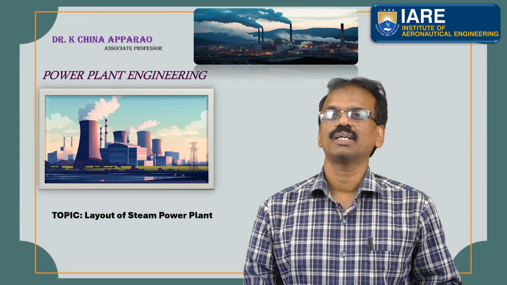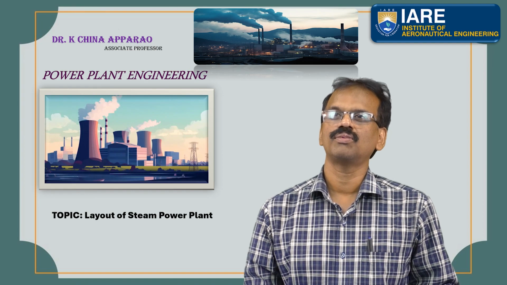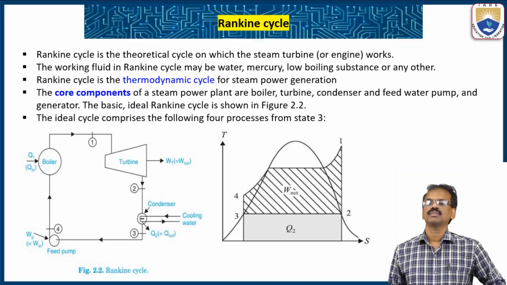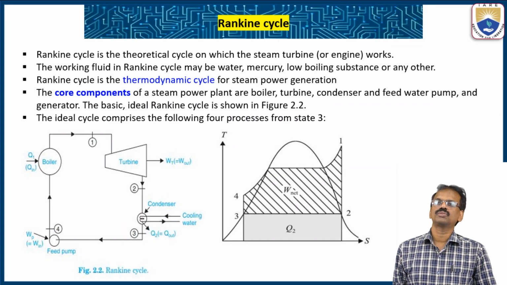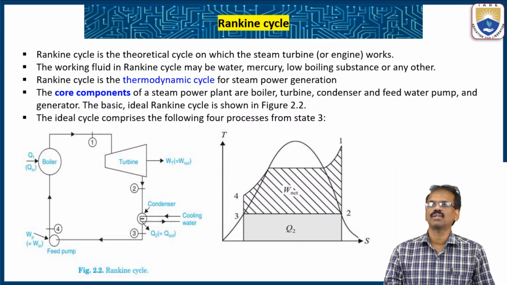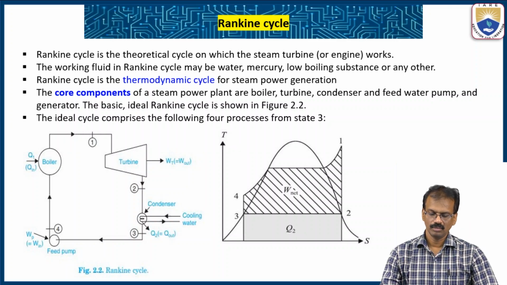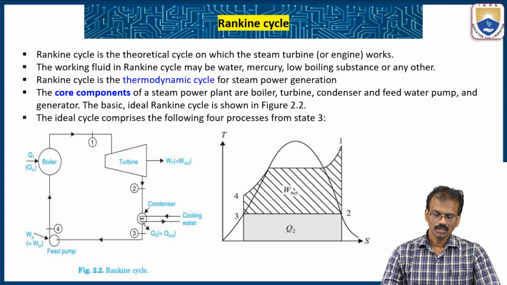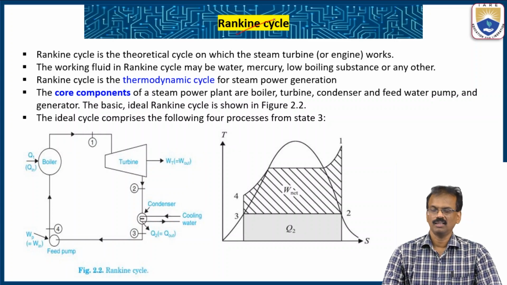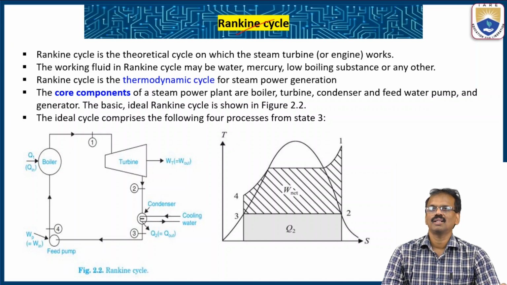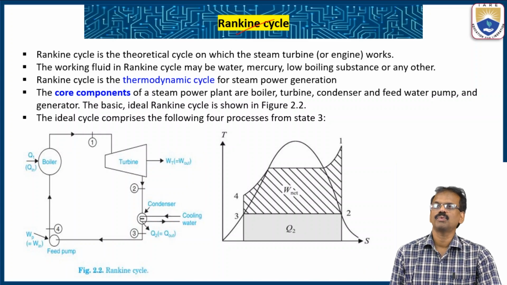Today I would like to explain about the layout of steam power plant. In the previous class, we discussed some cycles which are used to generate power in thermal power stations. In the last class we already discussed the Rankine cycle and the Carnot cycle also. Today I want to give one numerical based upon the Rankine cycle. Then I will go for the layout of steam power plant.